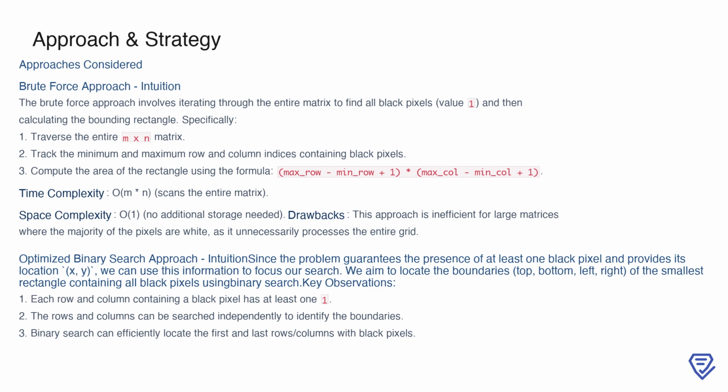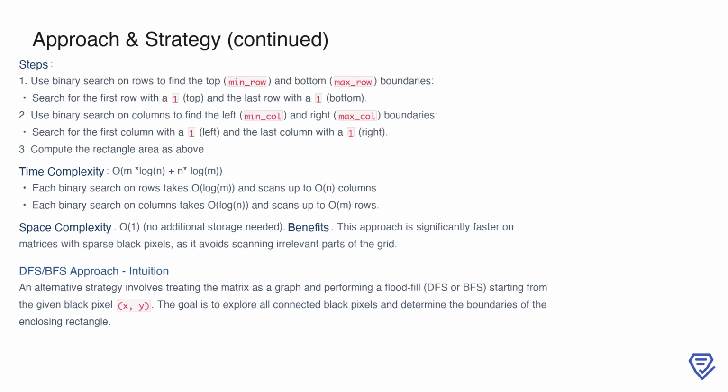The optimized binary search approach works by narrowing down the search space to the smallest rectangle enclosing all black pixels. First, we use binary search on the rows to find the boundaries for the top and bottom of the rectangle. Specifically, we locate the first row containing a black pixel, which gives us the top boundary, and the last row with a black pixel for the bottom boundary.